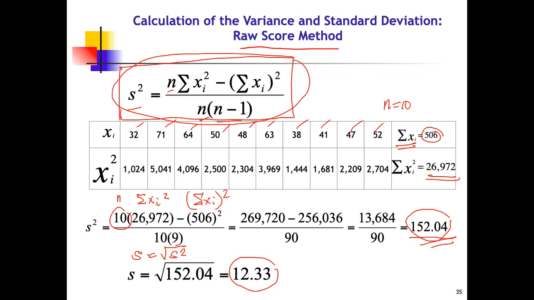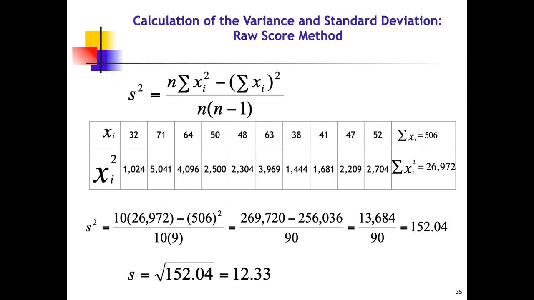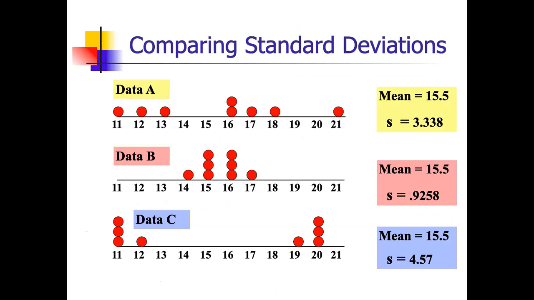Now we continue. Let's examine the different data sets that we have here. If you notice, the mean of the first data set, data A, is 15.5. The mean of the second data set, data B, is also 15.5, and the mean of data C is also equal to 15.5.